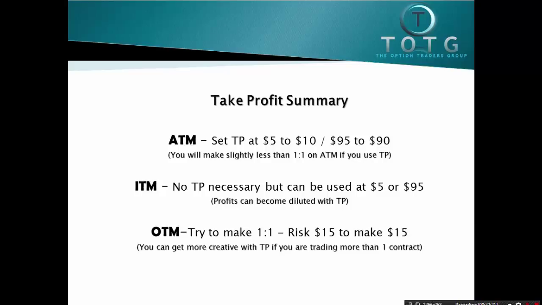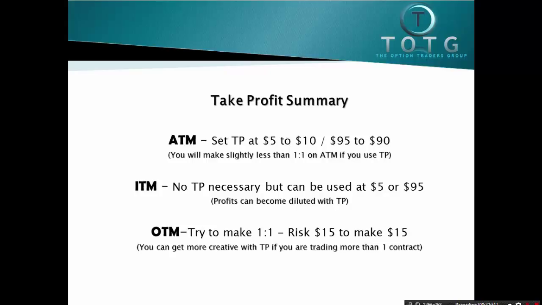Now this is a summary of what we just went through on take profits on the ATM, the ITM, and the OTM. On the ATM, you want to set your take profit at 5 to 10 if you're selling, and 95 to 90 if you are buying. You will make slightly less than 1-to-1 on ATMs if you use take profits, and it is highly recommended that you do use the take profits.